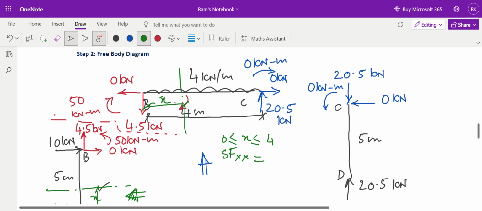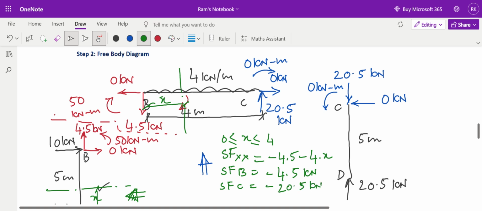So I am writing the shear force equation at XX. This is 4.5. Left hand side downwards, that is negative. So minus 4.5 is the shear force. And then this 4 into x, that is also left hand side acting downwards, negative. So shear force at B, when x is equal to 0, the section is at B. Shear force at B is minus 4.5 kilonewton. And shear force at C, when x is equal to 4, 4 into 4, 16, minus 16 minus 4.5, that is minus 20.5 kilonewton.